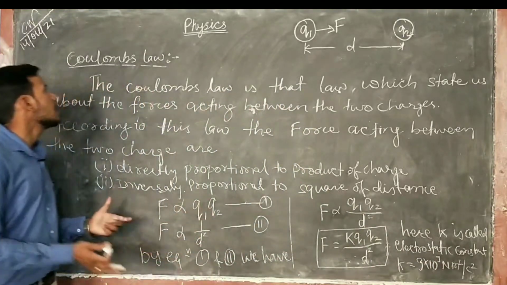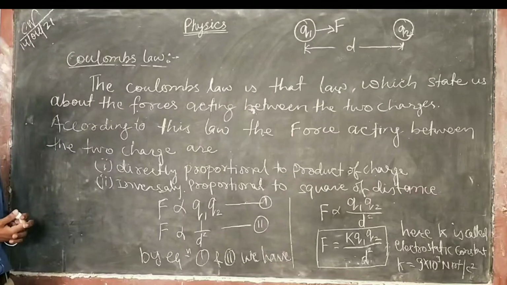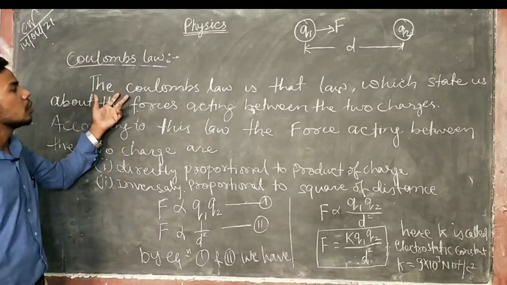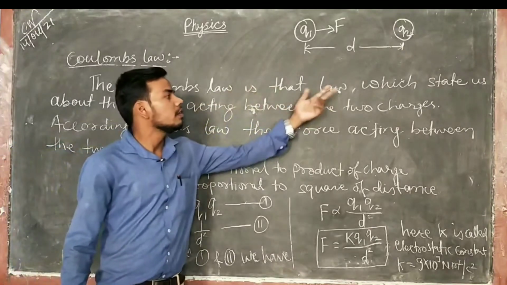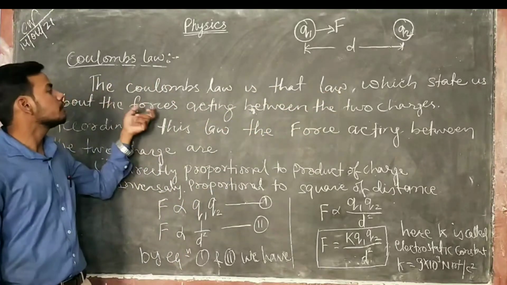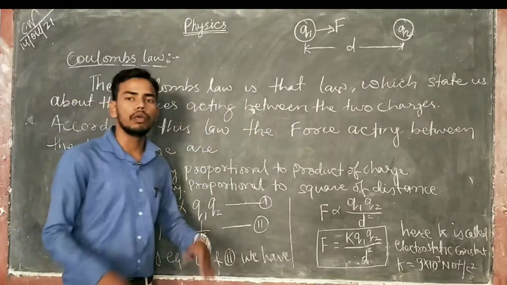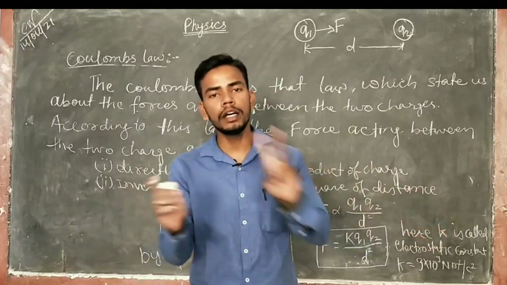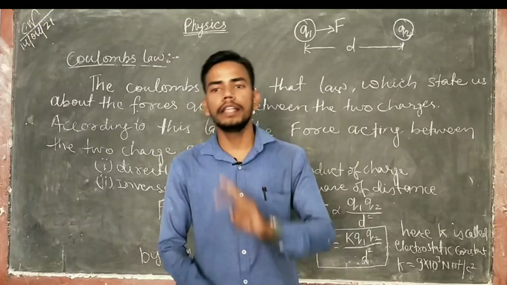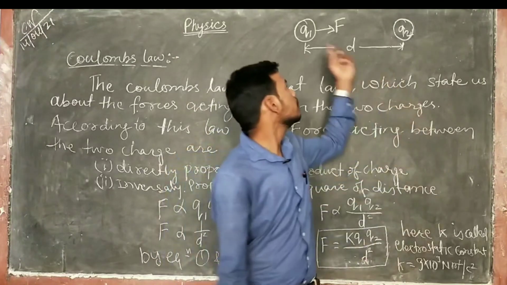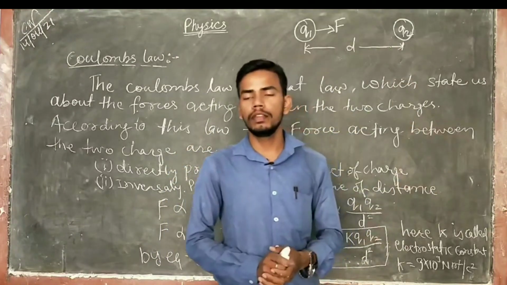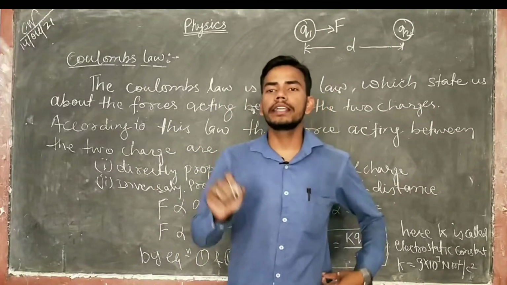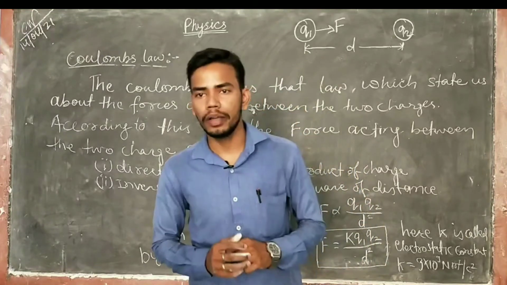So in this way we have learned about Coulomb's law. Once again I am repeating, students, what is Coulomb's law? Coulomb's law is the law which tells us about the forces acting between two charges. The two different charges may be q1 and q2, because I have already told you the charge is denoted by the symbol either capital Q or by the small q.